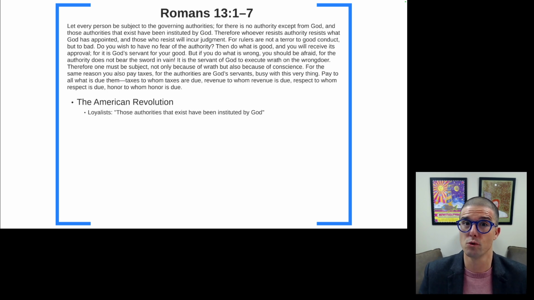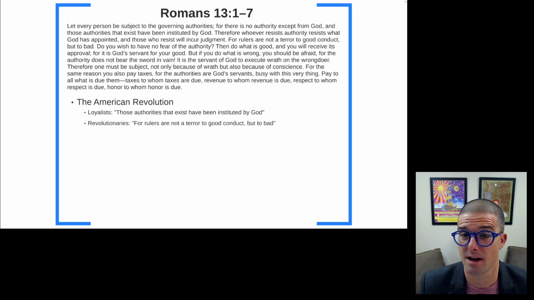Those in America who were loyal to Britain would claim Romans 13, specifically chapter 13, verses 1 through 7, as on their side, that there was sort of biblical justification for being loyal to the British. That is to say that they emphasize this bit on authorities existing and having been instituted by God. So therefore, resisting authority in revolution is then seen as resisting God himself.